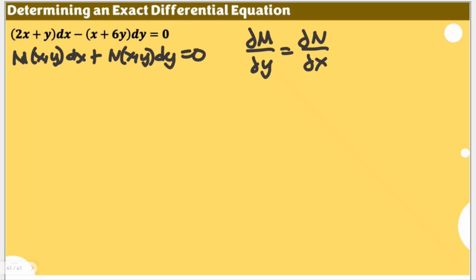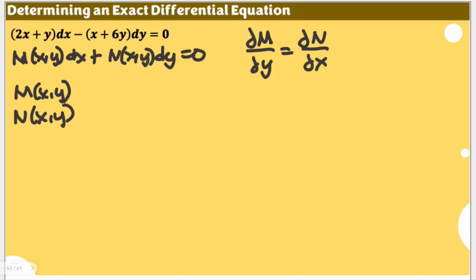is equal to the partial derivative of N with respect to x. If we could establish this equivalence, then we can say that our given equation is an exact differential equation, and hence we'll be using the processes intended for that same exact equation. But if it's not, then we are going to use another method pertaining to non-exact differential equations. So what we need to do here is to identify our M(x,y) and our N(x,y).